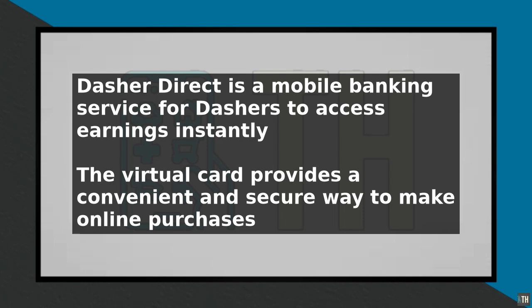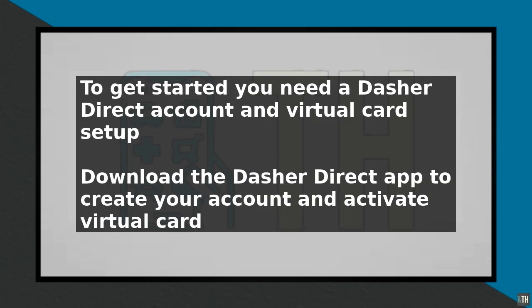Once your virtual card is set up, you can use it to make purchases wherever Visa is accepted. To do this, simply add your virtual card as a payment method in the app or website you are using. You will need to provide the card number, expiration date, and security code, which can be found in the Dasher Direct app. When making a purchase, ensure that you have sufficient funds in your Dasher Direct account to cover the transaction. You can check your balance in the app at any time.